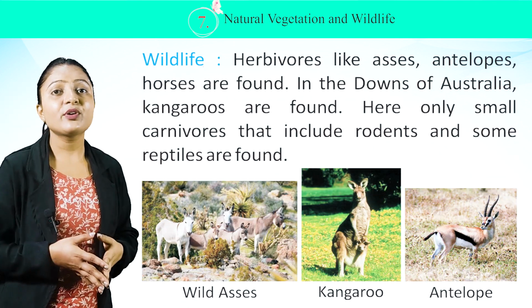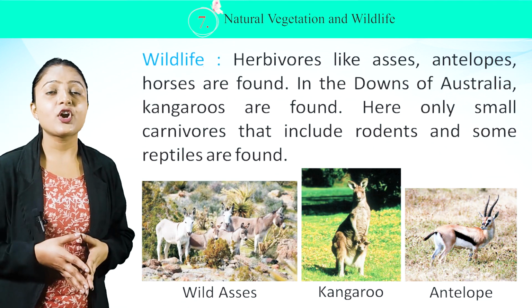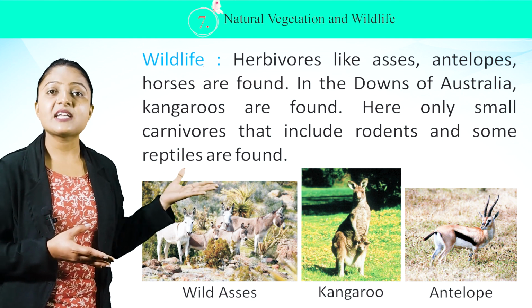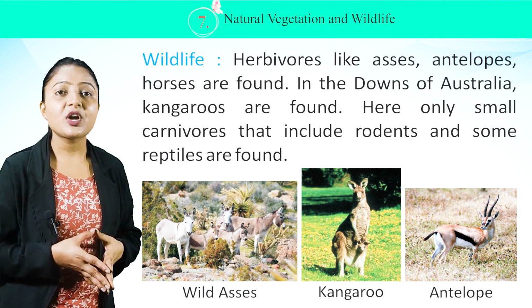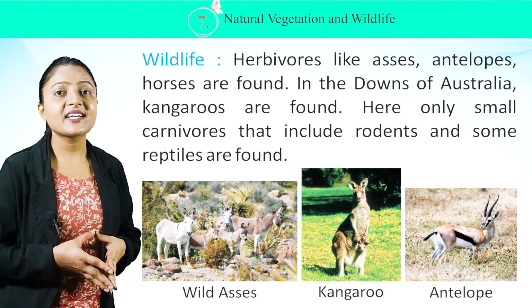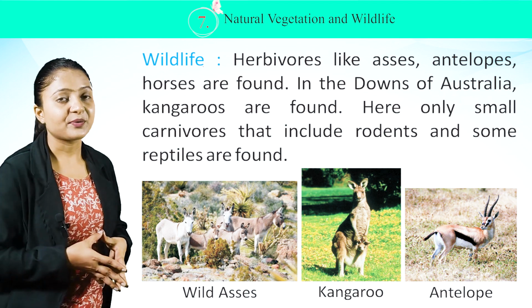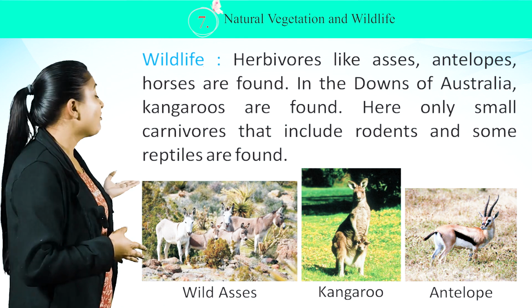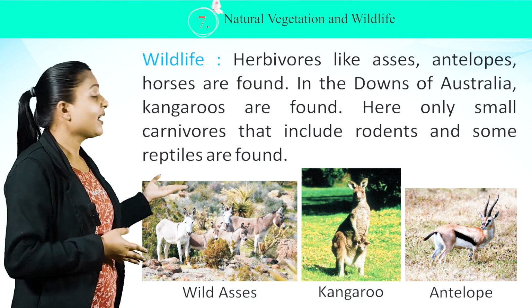Wildlife: herbivores like asses, antelopes, and horses are found. In the downs of Australia, kangaroos are found. Here, only small carnivores, which include rodents and some reptiles, are found. These are the images of some wildlife of grassland: wild asses, kangaroo, antelope.